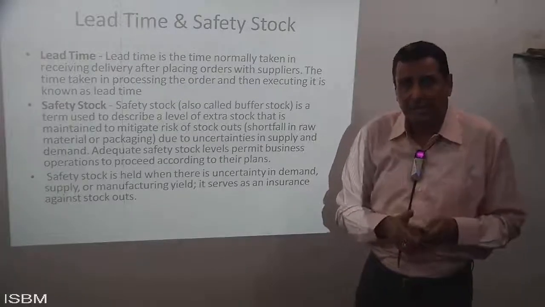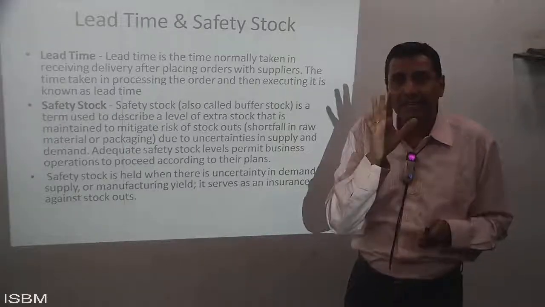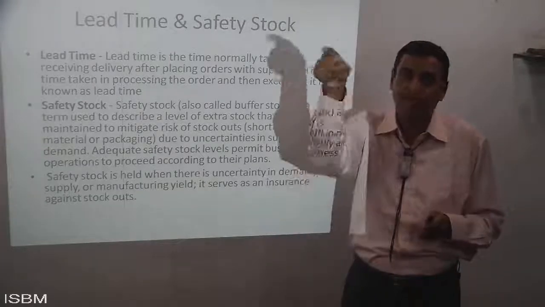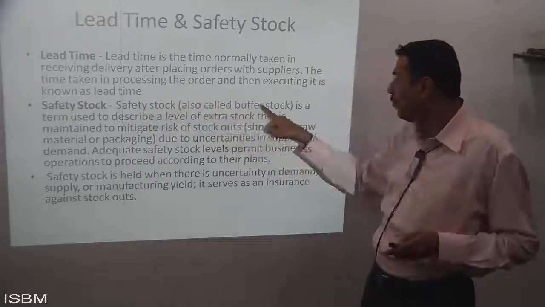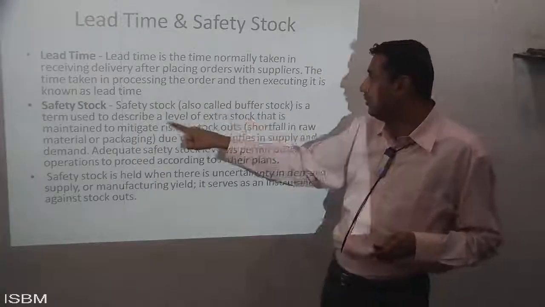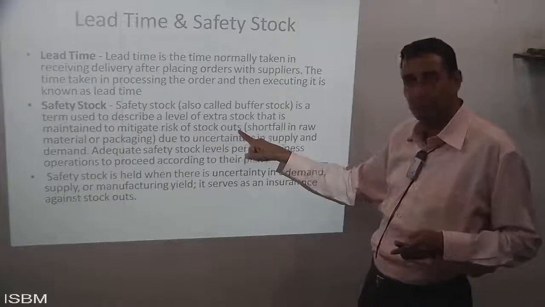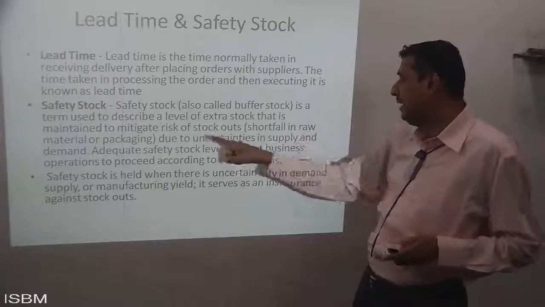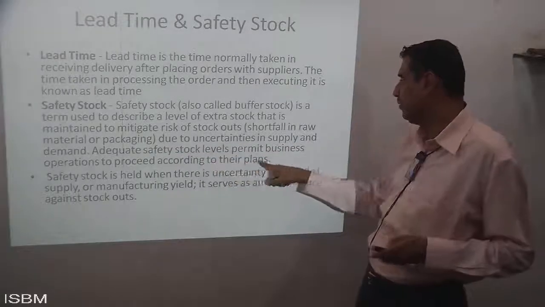How much time it takes, the lead time. Suppose we talk about a lead time of 5 days. That means it will take 5 days to reach the raw material in my premises from the supplier's place. Safety stock, also called buffer stock, is a term used to describe a level of extra stock that is maintained to mitigate risk of stock outs, shortfall in raw material packaging due to uncertainties in the supply and demand. Adequate safety stock level permits business operations to proceed according to the plan.